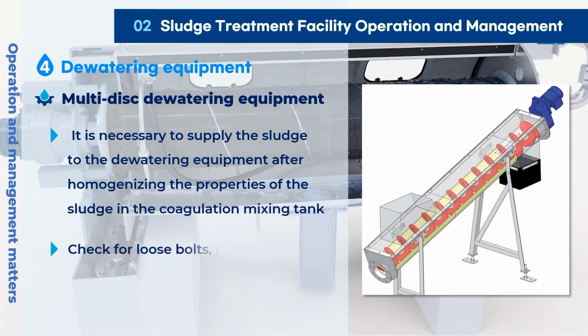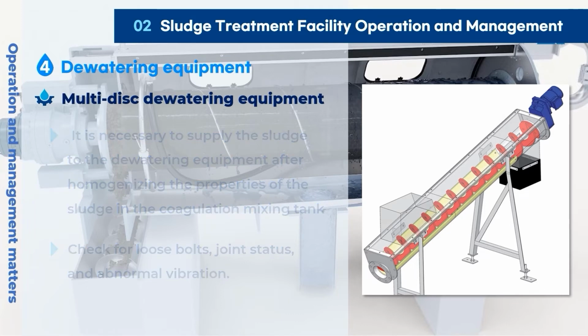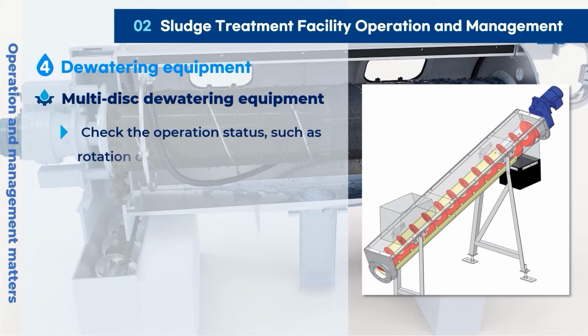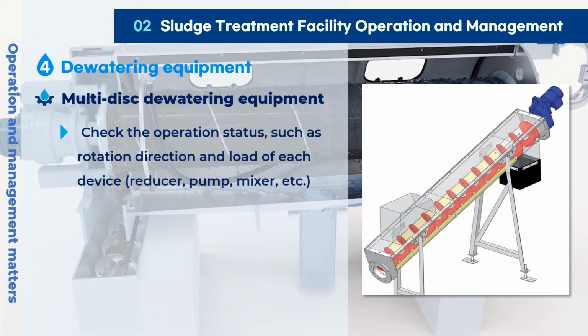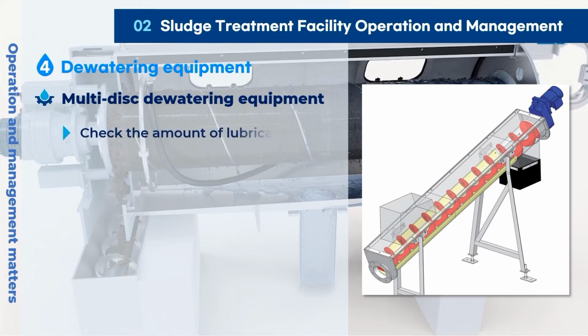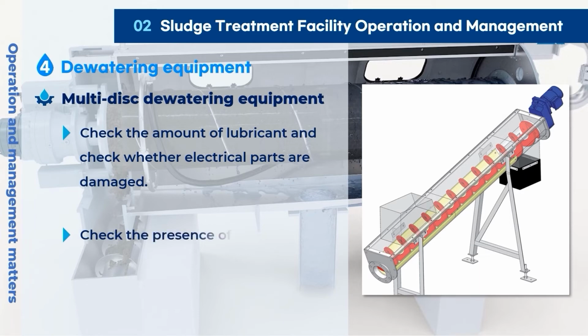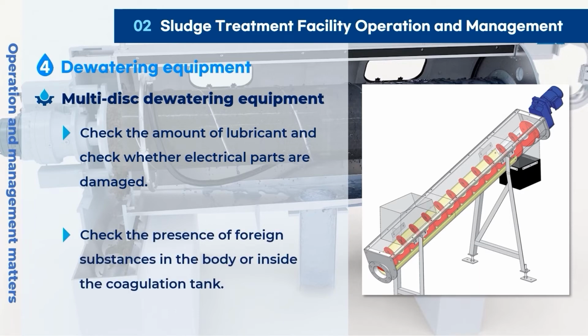It is necessary to carefully check for loosened bolts, the condition of joints, abnormal vibration, and the rotation direction and load of the reducer, pump and agitator, etc. It is also important to check for leaks from piping connections and to check the amount of lubricating oil and for damage to the electrical components, as well as for the presence of foreign substances inside the dehydrator itself or the coagulation tank.